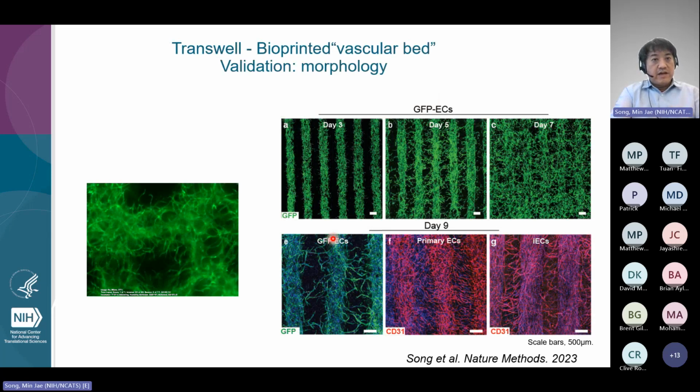So this one is showing the validation of the morphology by staining of CD31, which is the endothelial cell marker. And we confirmed the tube formation morphology by testing 3 different kinds of cell lines, such as the GFP-positive endothelial cells, and also the human primary endothelial cells without any fluorescence from different donors. And we also confirmed this tube formation using the iPS-derived endothelial cells as well.